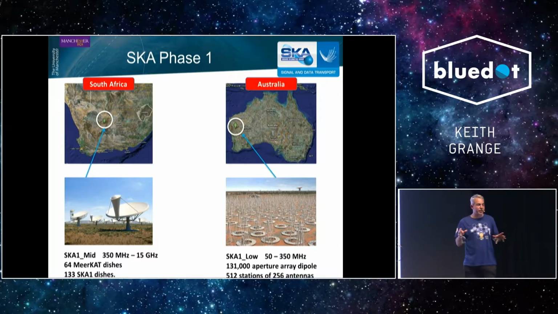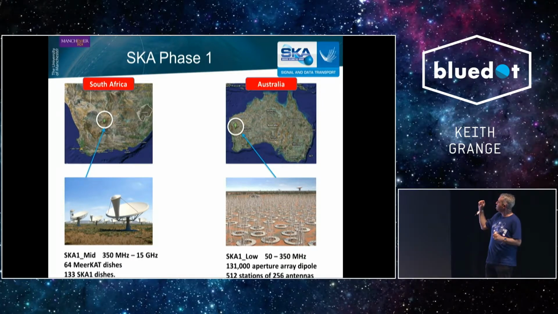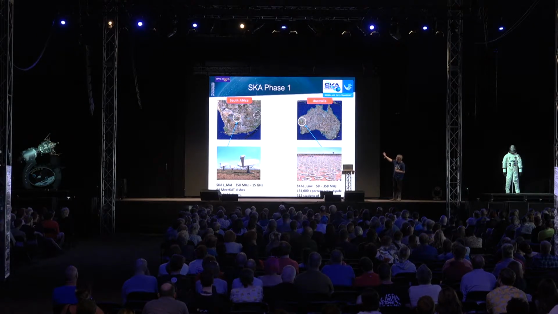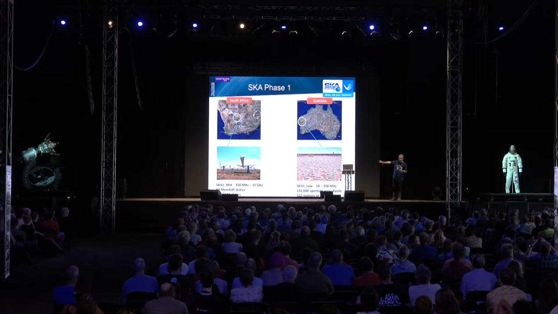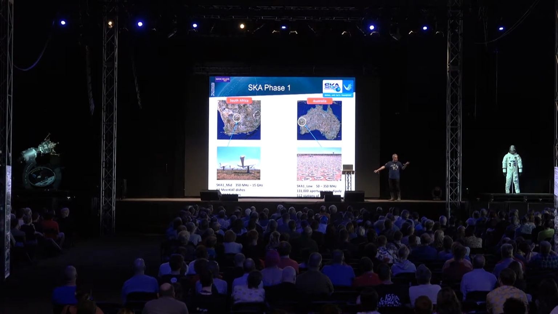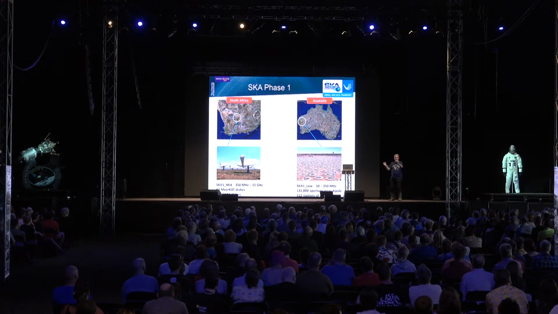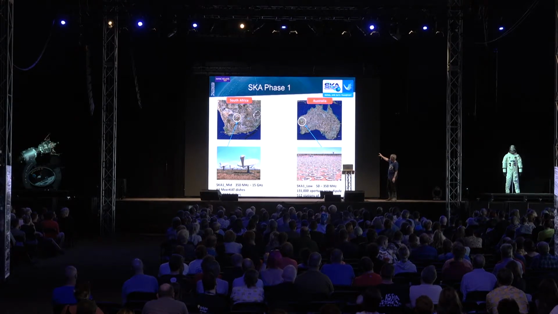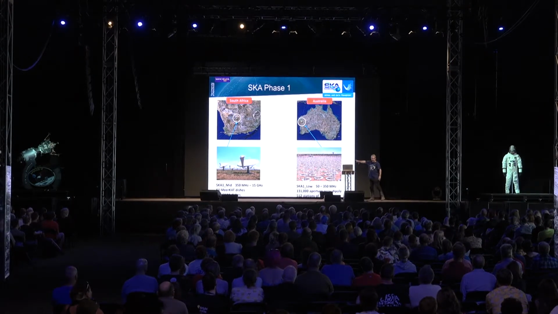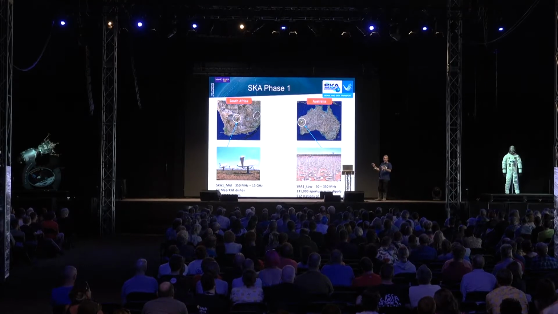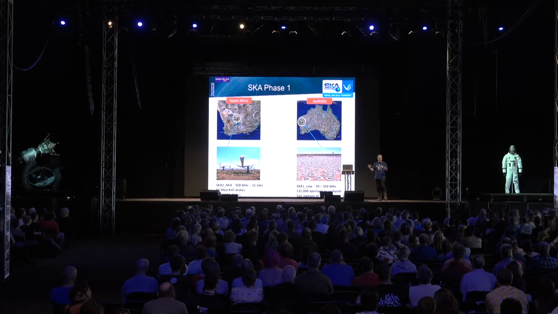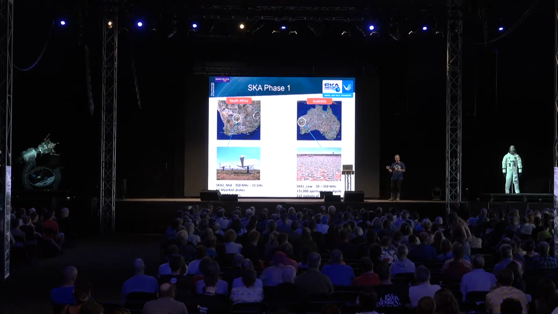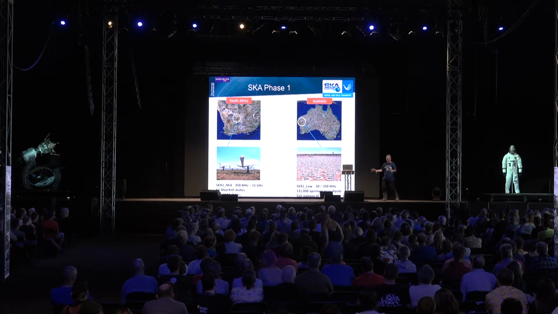So, what are we actually planning on building? Well, we're going to be going to two sites, one in South Africa, one in Australia. In South Africa, in the Karoo Desert, we're going to be building almost 200 dishes, very much like the ones you can see out there, each of them 15 meters in diameter. In Australia, we're going to be building a much simpler type of antenna, something which looks very much like a glorified television aerial. However, we're going to have 131,000 of these things. Okay?